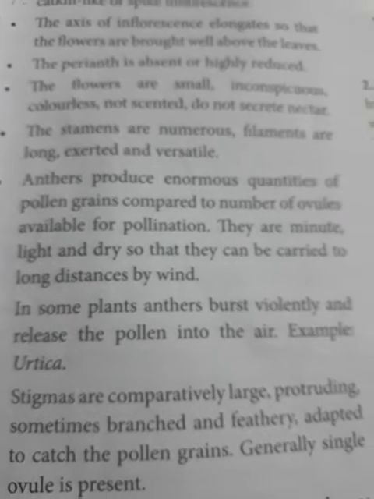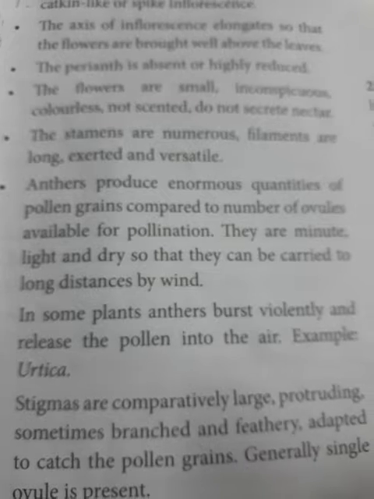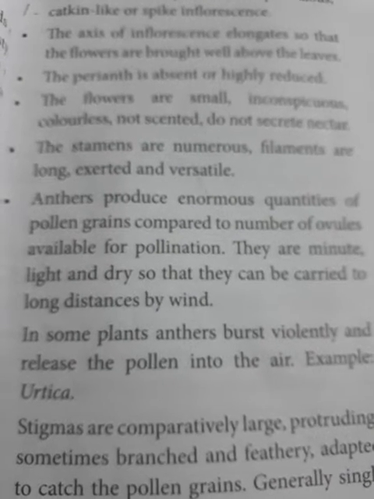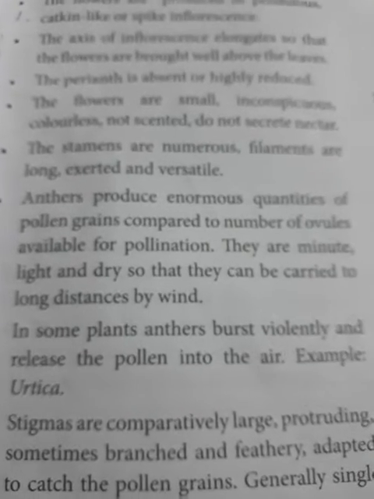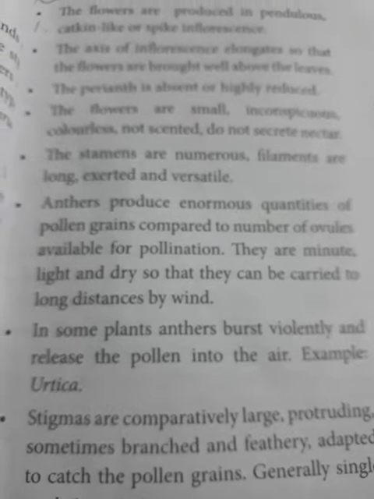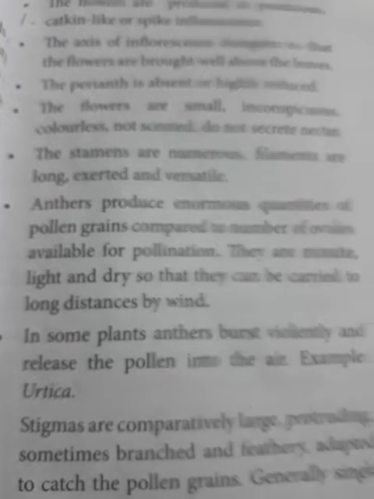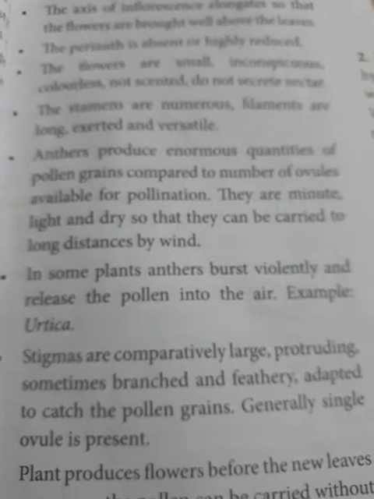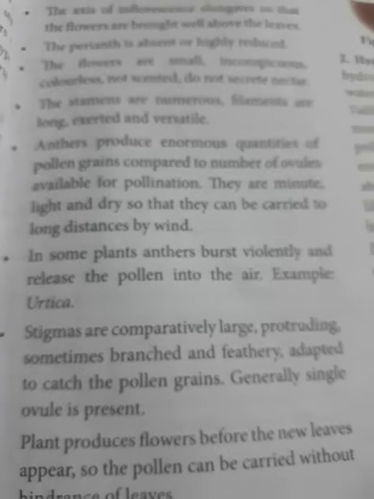Now the next point, stigmas are comparatively large and protruding. They come out from the flowers, or sometimes may be branched and feathery, so that they can easily catch the pollen grains when the wind takes the pollen grains to another place. They are adapted to catch the pollen grains. Generally, a single ovule is present.